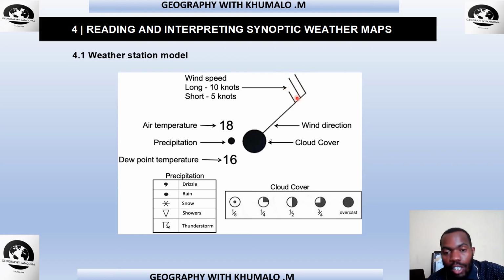So now, if I can ask you very fast, grade 10s, what is the wind speed there in that weather station? Then you will say to me that that is 25 knots. Then the maximum or the highest temperature, we call it the air temperature. The lower temperature, the minimum temperature, we call it the dew point temperature. And this symbol that is found here is precipitation. Now we've got different types of precipitation and different types of cloud cover. So you must know these because those are the main ones that we use in the examination.